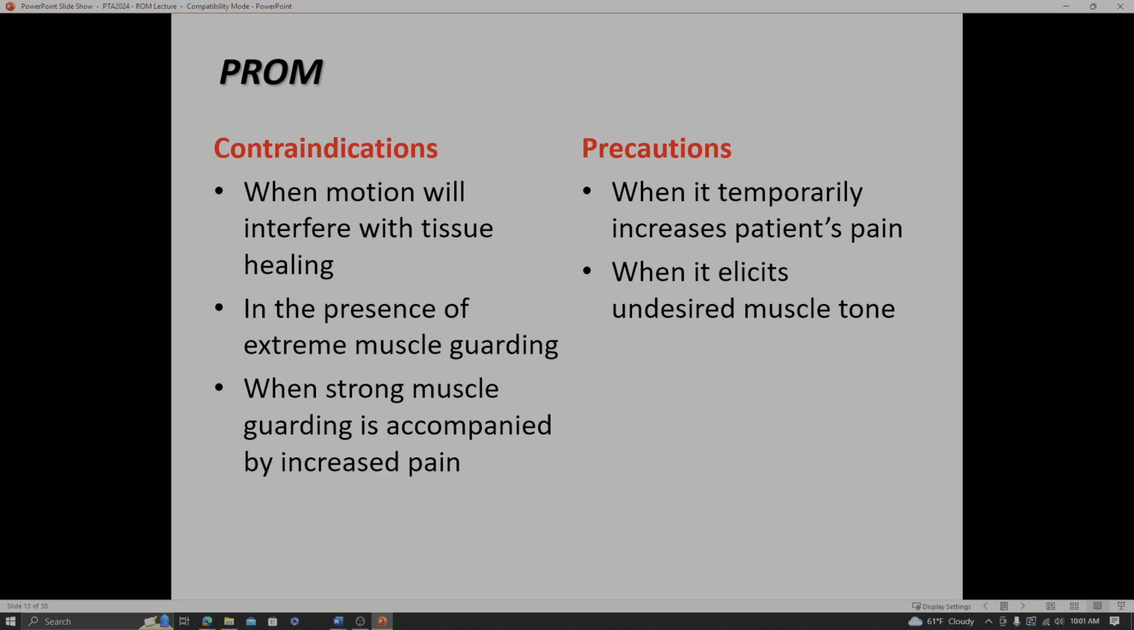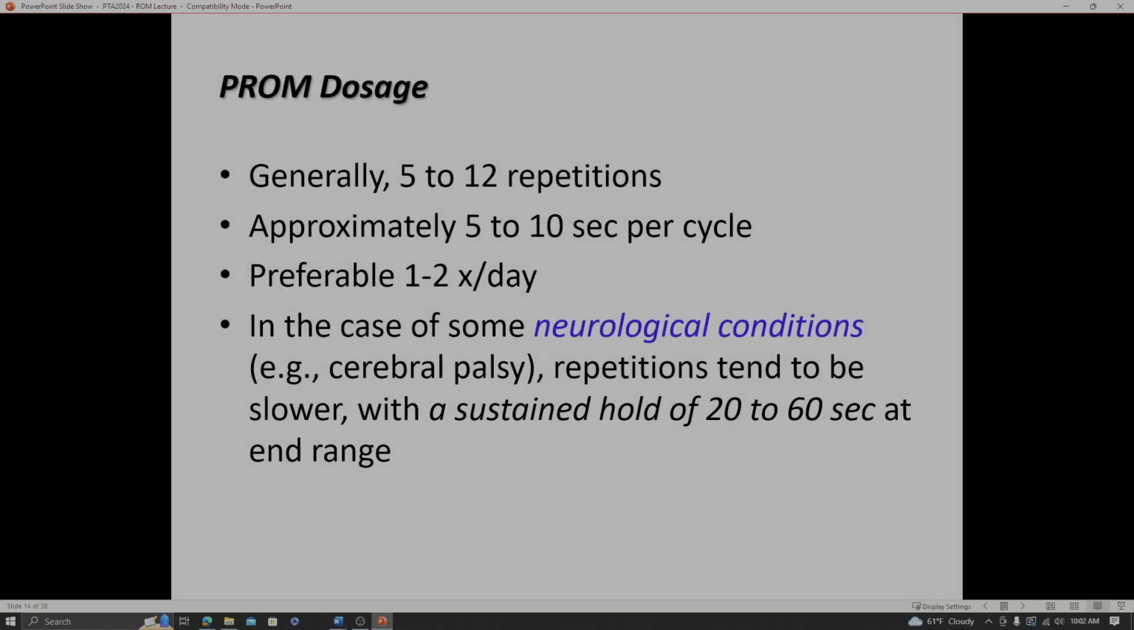Right? This is when you're not going to do passive range of motion. When it's going to interfere with active tissue healing, obviously, if something's trying to heal, I don't want to go ahead and move it or put force against it, right? In the presence of extreme muscle guarding in certain conditions, it can be counterproductive to actually try and passively move. Or when you have a strong increase in pain, right? Precautions may include when it temporarily increases the patient's pain. I can promise you that you'll do passive range of motion on it, and it won't be their favorite thing in the world, right? But it's not necessarily that we can't do it. Or it elicits an undesirable amount of muscle tone.